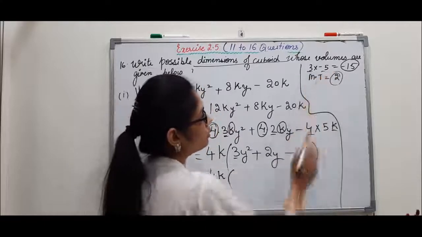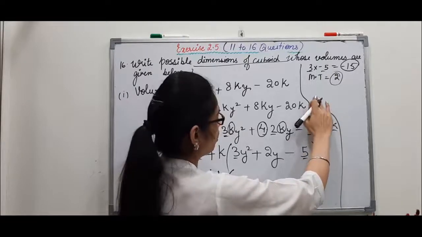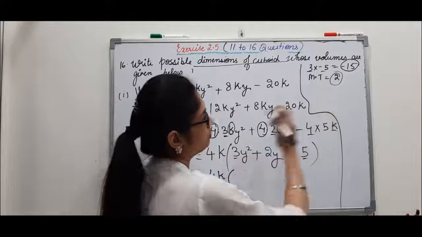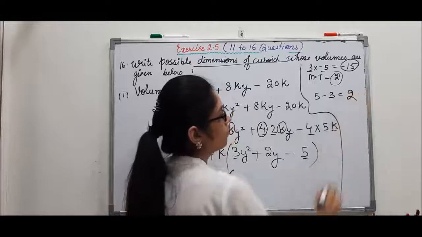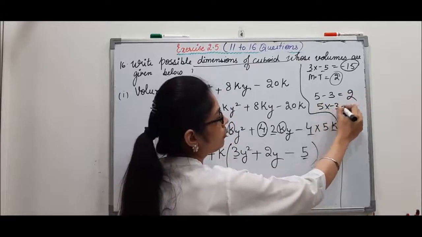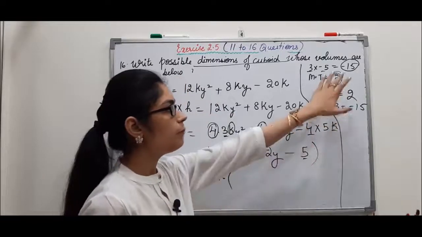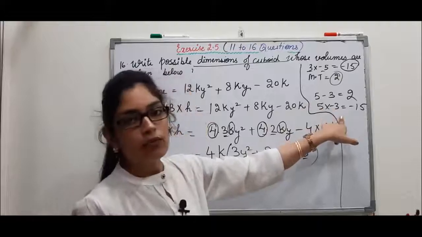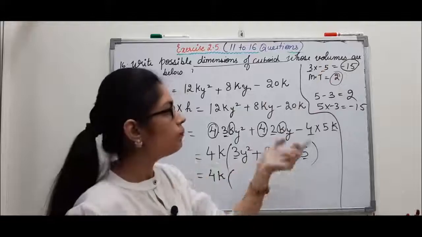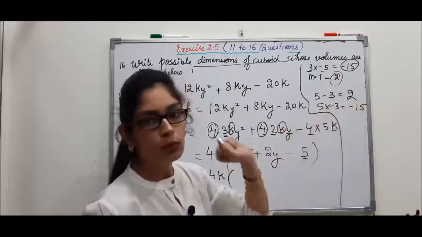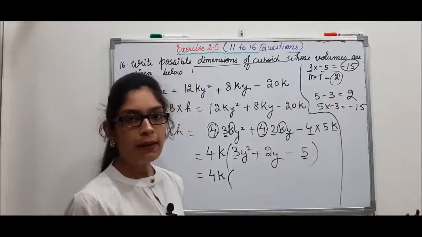So let's try with these two numbers. Because we need plus 2, we can try 5 minus 3. 5 minus 3 we know is 2, and 5 into minus 3 is equal to minus 15. So if we choose these two numbers 5 and minus 3, our requirements are fulfilled. You can see 5 into minus 3 is minus 15, which is the product of first and last term, and 5 minus 3 is equal to 2, which is our middle term. So we can split the middle term into 5 and minus 3.